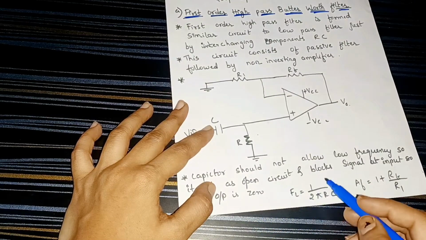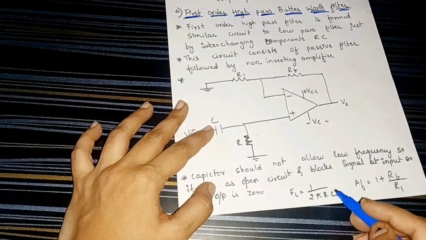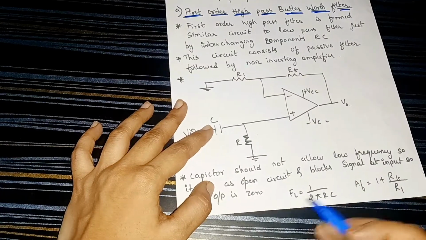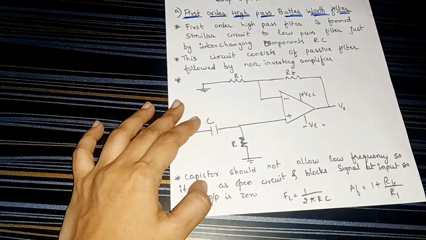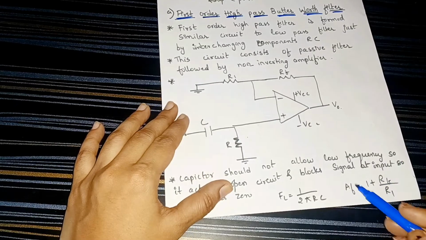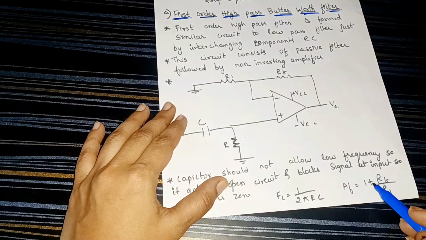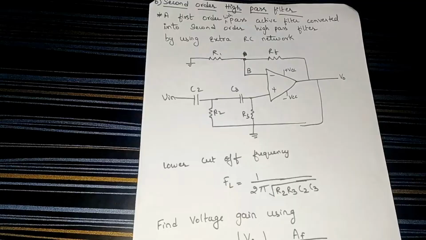The cutoff frequency equals 1 divided by 2 pi RC. It is similar to our first order low pass filter, and AF, the operational gain, equals 1 plus RF divided by R1.